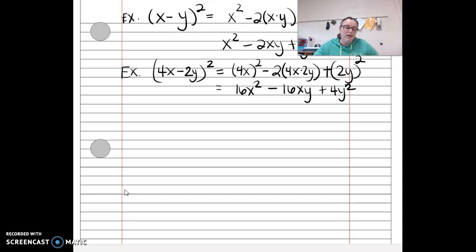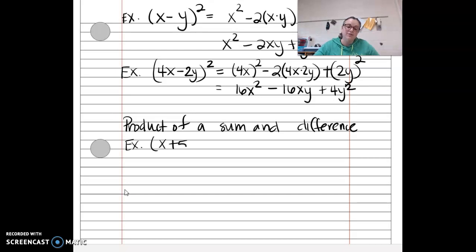We have one more product rule, which is the product of a sum and difference. Because we did one where both terms are adding, then we have both terms are subtracting. What if we have one of each? So for example, if I give us x plus 5 times x minus 5.